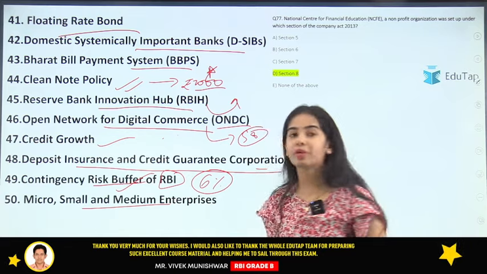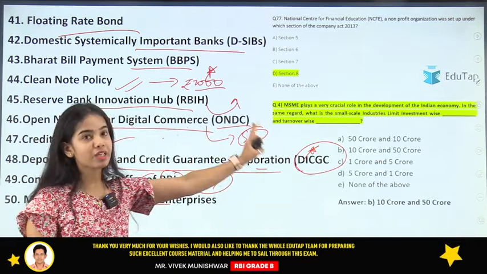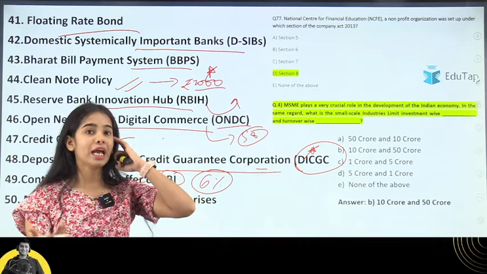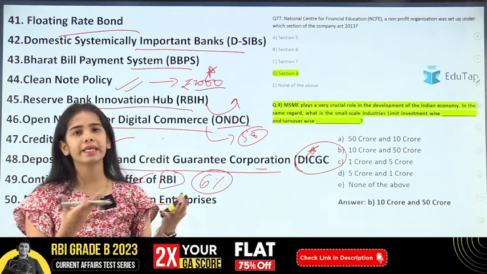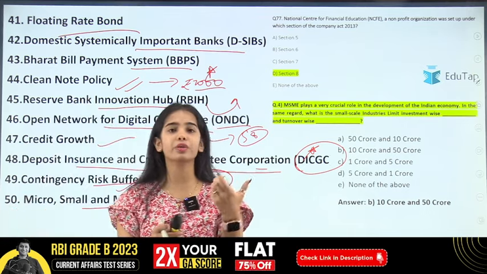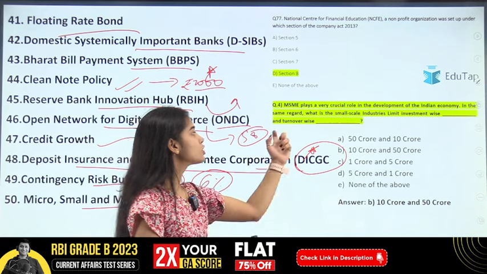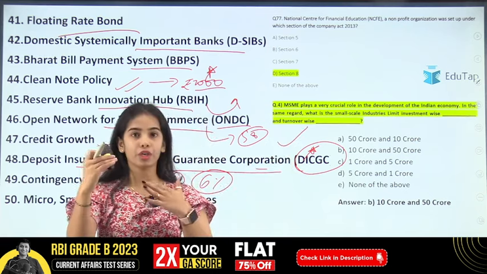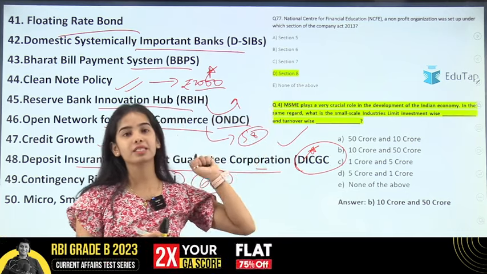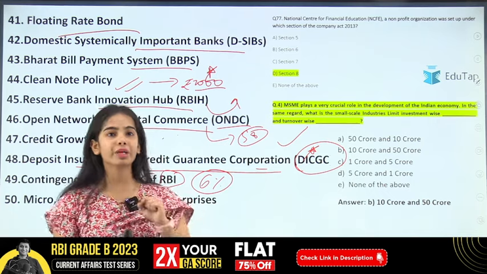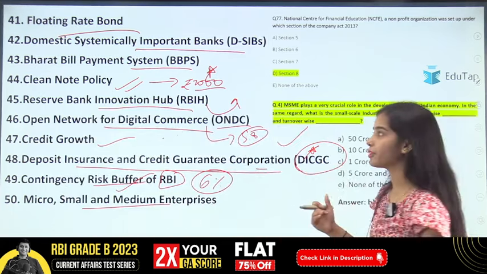Micro, small and medium enterprises, I have told you it is directly important. MSMEs, a direct question has been asked in the previous year, and the MSMEs are continuously in the news regarding the Udyam Assist portal or the Udyam registration portal. So for MSMEs, the difference you need to know, like how the micro enterprises are determined, how the small and the medium enterprises are determined. So you need to understand the differentiation.